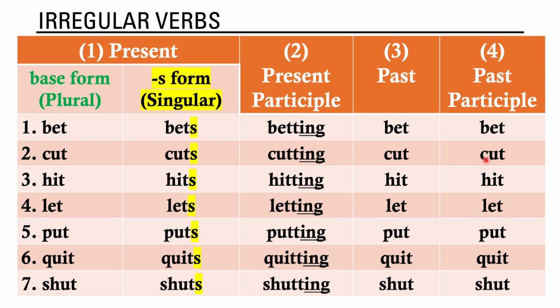Okay, do not say cutted, heated, wrong. So similar. Hit, hits, hitting, hit, hit. Let, lets, letting, let, let. Okay. Put, puts, putting, put, put. Do not say putted. Okay, it's wrong. Quit, quits, quitting, quit, quit. Shut, shuts, shutting, shut, shut. Okay, very easy.